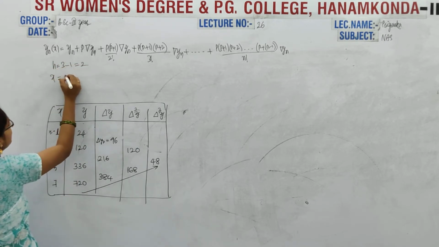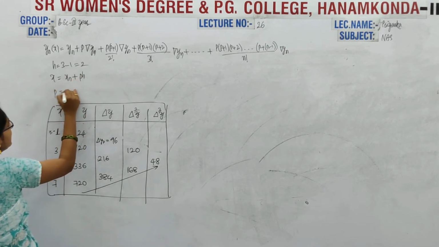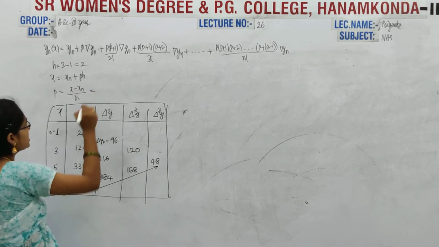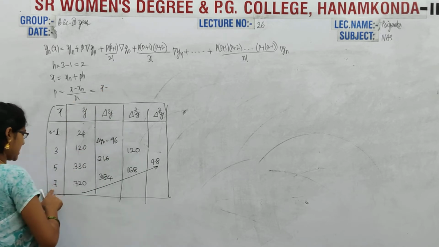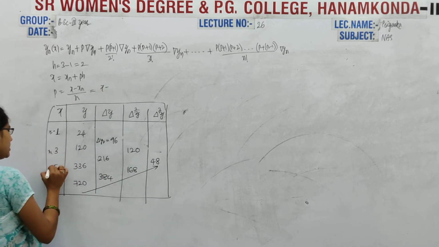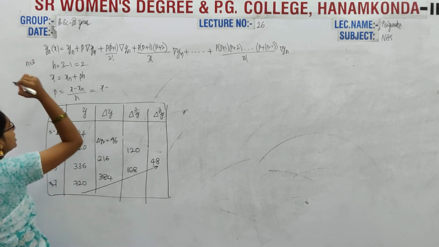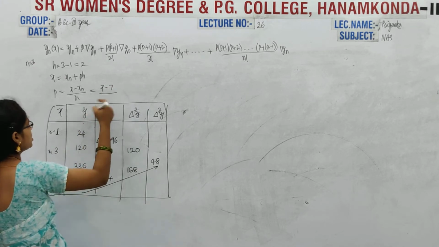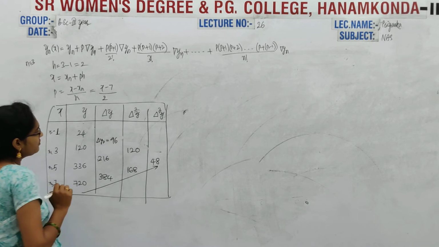Next, x equal to xn plus ph. What is p? x minus xn by h. That means what is x here? x is nothing but as it is, x minus xn. Xn is x1, x2, x3, and here n is nothing but 3. So that's why here x3 means 7, by h. H is nothing but 2. Okay, so now it is nothing but the value.